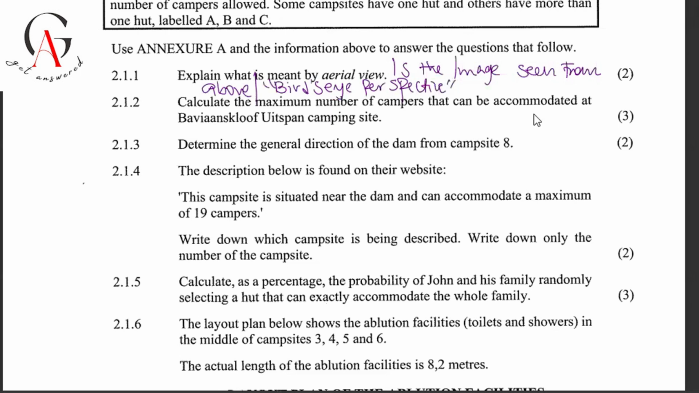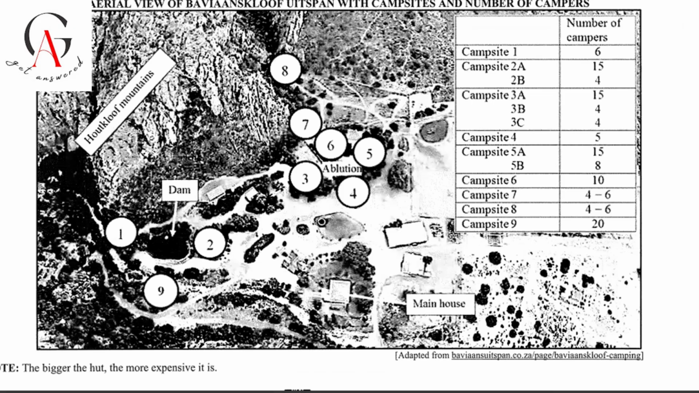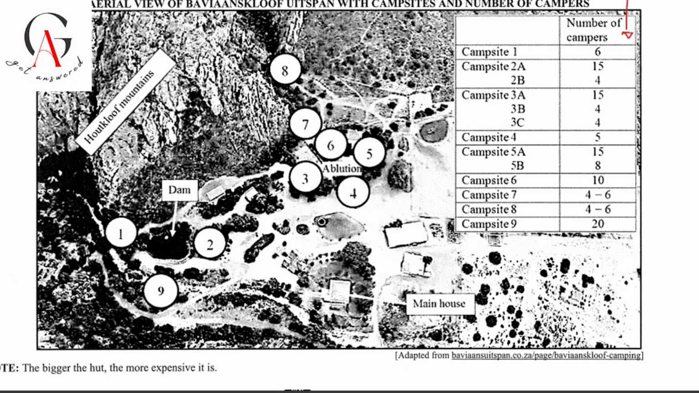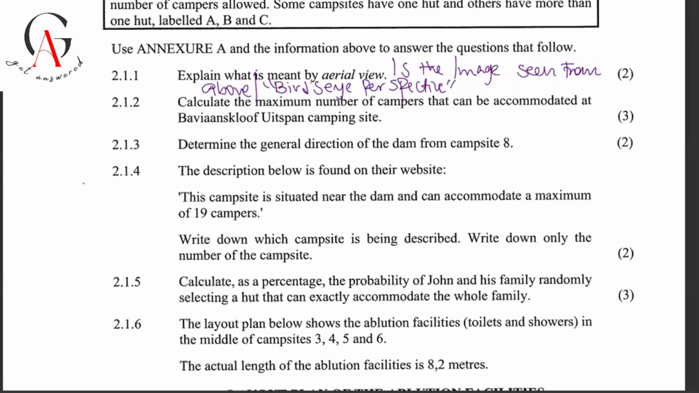Calculate the maximum number of campers that can be accommodated at this campsite. We are going to add all the numbers that we know there. The first one takes 6, plus 15, and so on. When it comes to these two, we take the maximum, because it says 4 to 6, 4 to 6. So we take 6.